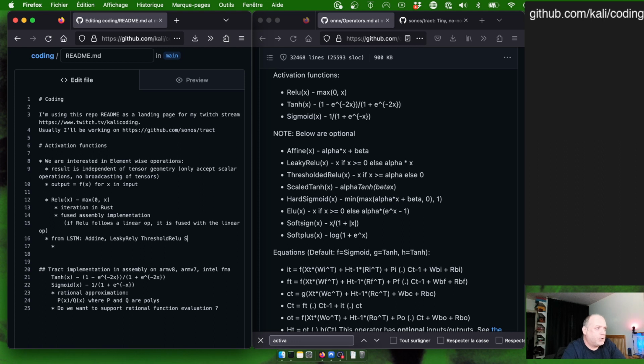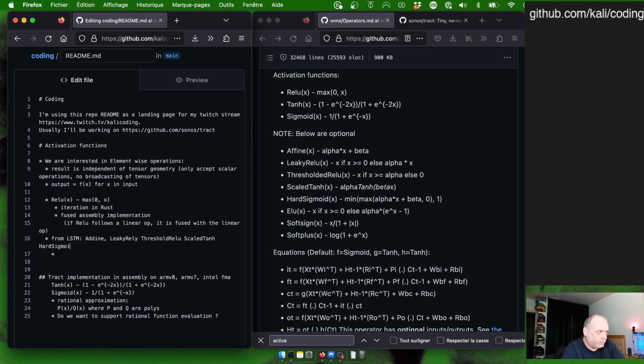We have scaled tanh. Well, it's scaled tanh. We have the hard sigmoid. So the hard sigmoid is affine plus min and max. So some of these are relatively easy to compute. Like this one is easy, this one is easy, that one is easy, that one is easy. This one is expensive because we have to go through a rational approximation. That one is expensive because it requires an exponentiation. ELU, softsign has an absolute and a division, so it's somewhere in the middle. And softplus is super expensive because it has log and exponentiation.